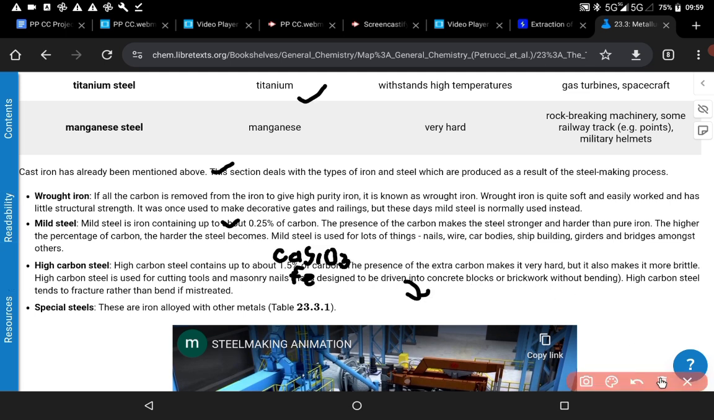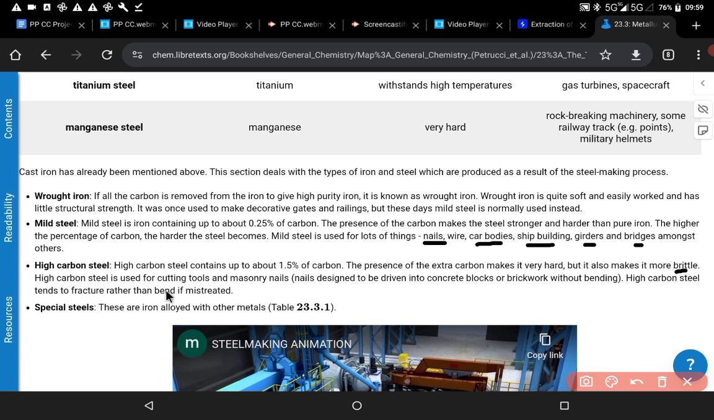It is hard and strong, and because of this it's used in making car bodies, shipping, building, girders and bridges, and also nails and wires. Now we have another type of steel which has a very high percentage of carbon, about 1.5%. It's quite brittle because of its high carbon content. It's used in making cutting tools.